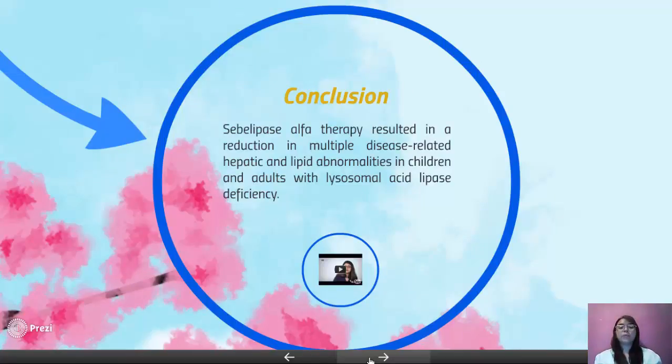Enzyme replacement therapy results in a reduction in multiple disease-related hepatic and lipid abnormalities in children and adults with lysosomal acid lipase deficiency.